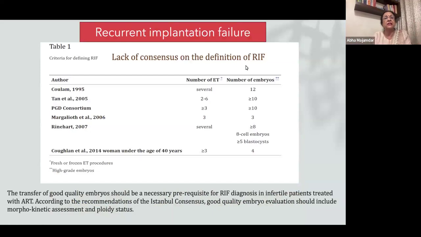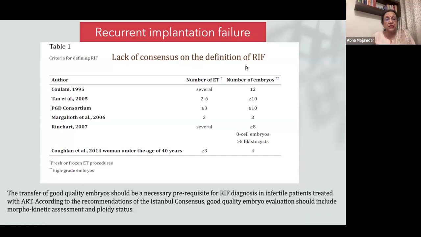Recurrent implantation failure has had so many definitions in the last 20, 25 years, or maybe more, after the birth of Louis Brown. The last one was by Kulan et al. in 2014, where he considered only women under 40 years of age. There, if we have more than 3 attempts of embryo transfer with 4 good embryos, which could be day 3, eight-cell embryos, in those 3 attempts, or 5 or more blastocysts in those 3 attempts. This was in the year 2014, so all the data was taken before that.